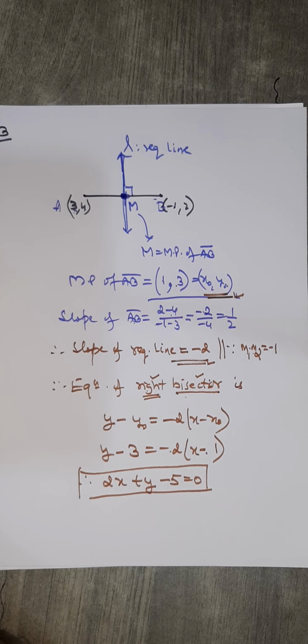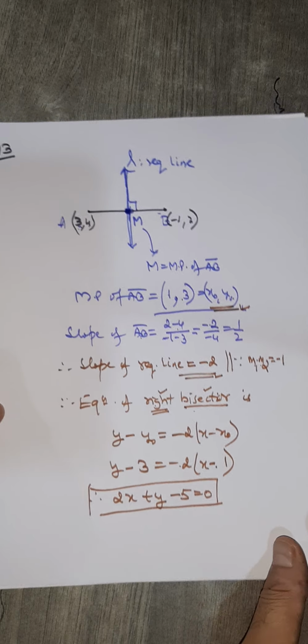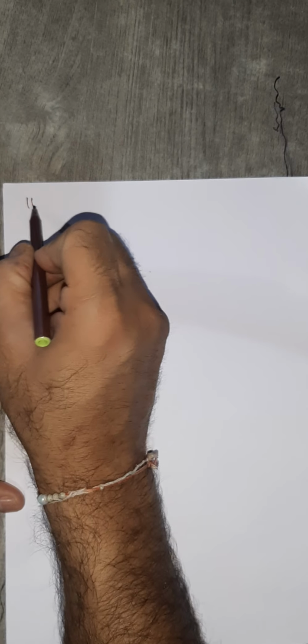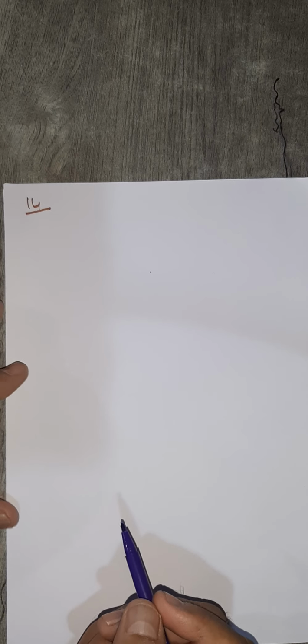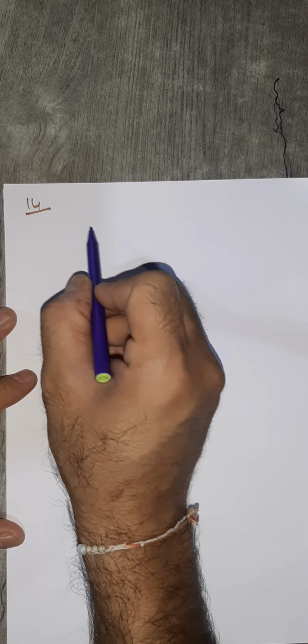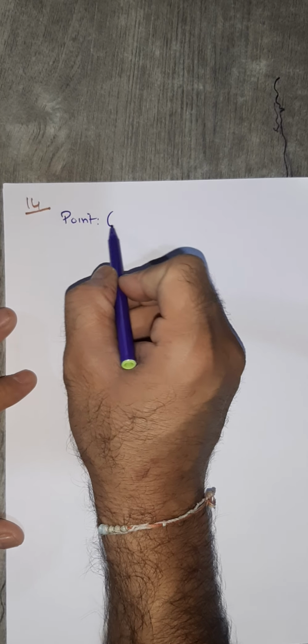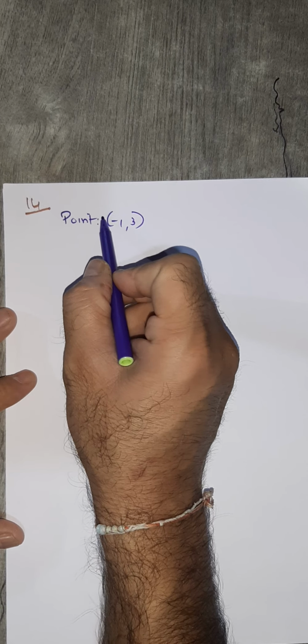Question number 15. Sorry, 14. That is also a good question. 14 number. In every question you see theory plays a very important role. Okay, so let's see what it says. 14th number. Find the coordinates of the foot of the perpendicular from the point. Okay, so you have a point here, -1, 3. Let me call this point P.